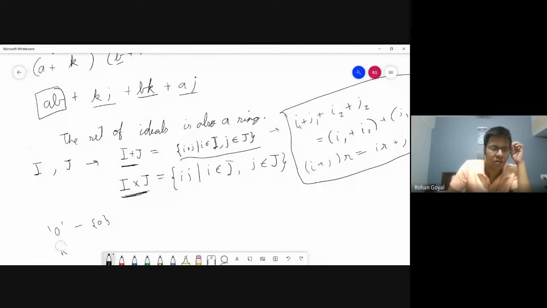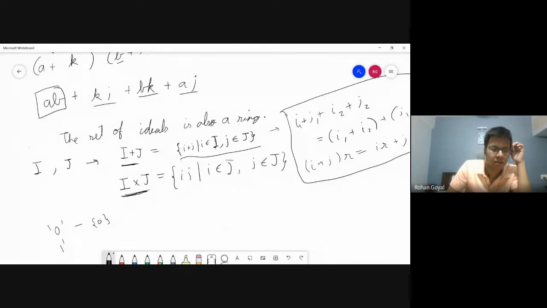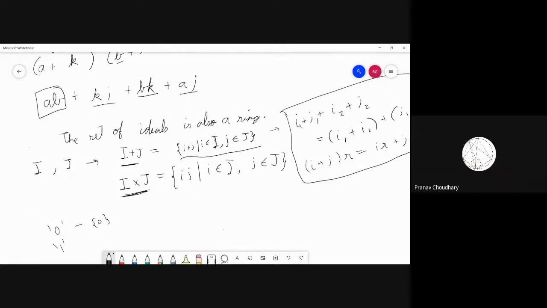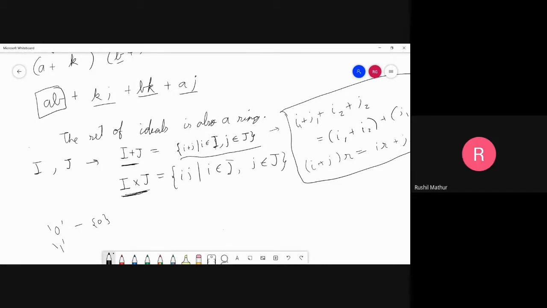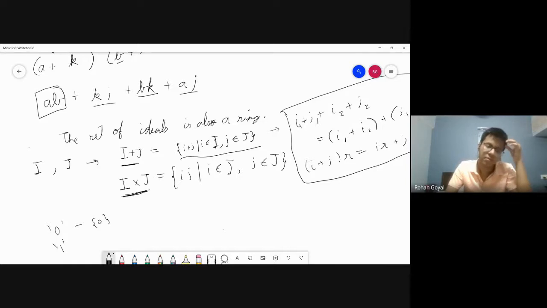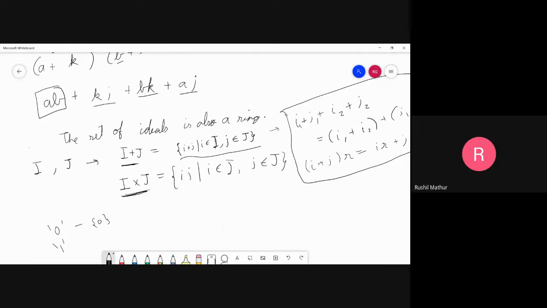And what would one be? The ideal with the element one only. Why is that an ideal? If one is there, that may not be there. What? That may not be there, right? In I cross J. What might not be there?